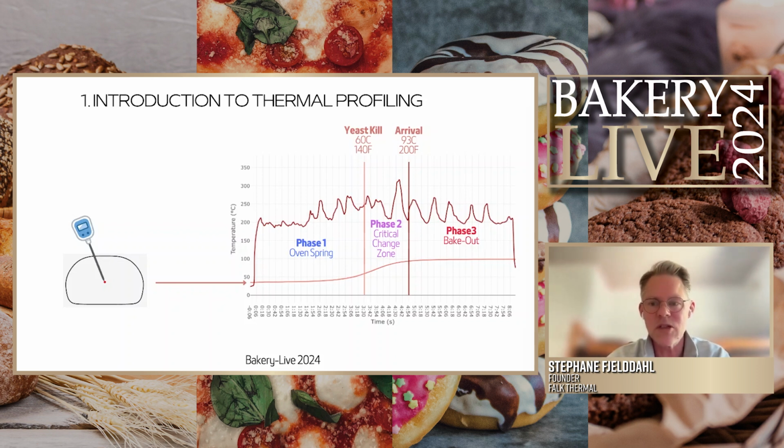Unfortunately, there's no standardization throughout the bakeries. So in case you're comparing apples to apples, you need to make sure that everybody's on the same page and using 60 degrees C or 140 degrees Fahrenheit. The next transition, from phase 2 to phase 3, is called the arrival, at 93 degrees C, 200 degrees Fahrenheit. At this stage, the crumb is set and we are entering the phase where you're baking out and doing the coloration. So again, if you compare your data to other data, make sure that we're speaking about the same yeast kill and arrival values.